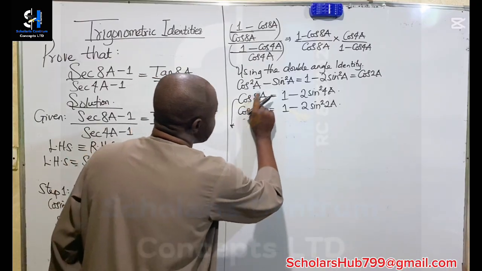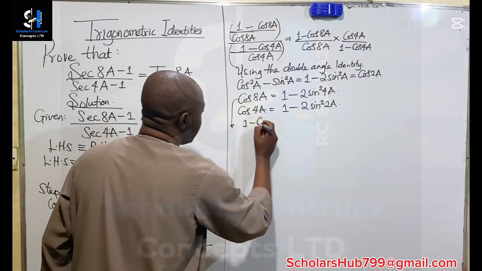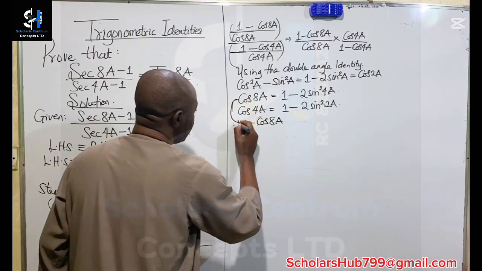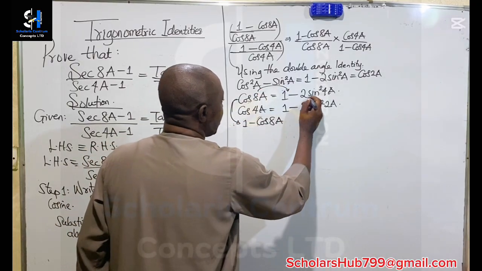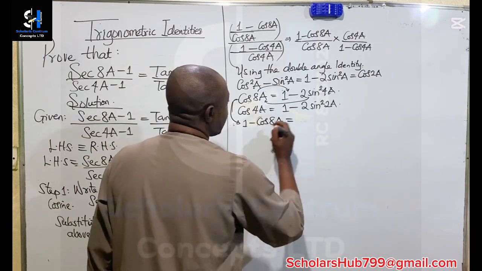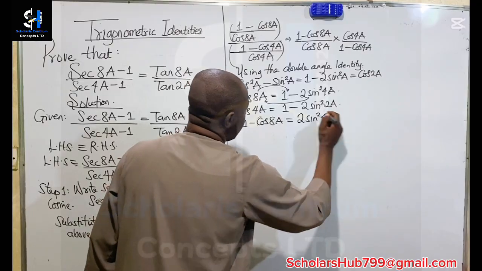Okay, when this is moved down here, we have 1 minus cos 8a. That's when this comes here and we move this down to the left hand side, then that will be equal to 2 sine square 4a.